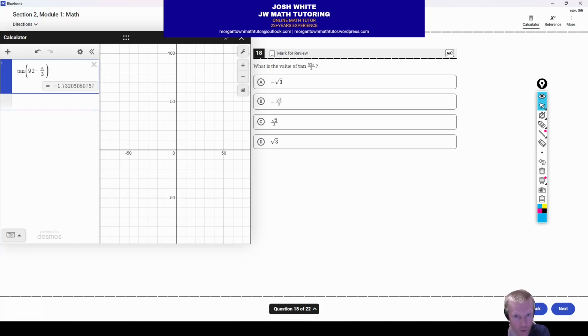Now what we have to do is figure out which answer corresponds to this. So obviously it's not C and D because those are positive numbers. It's got to be A or B. So, okay, let's check A. Does that match? Yep. So that's the correct answer, letter A.